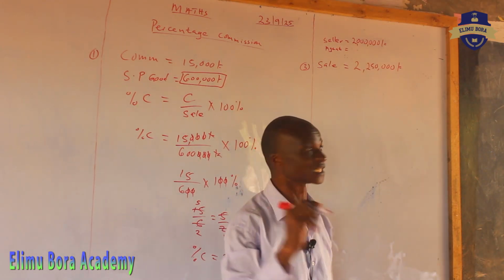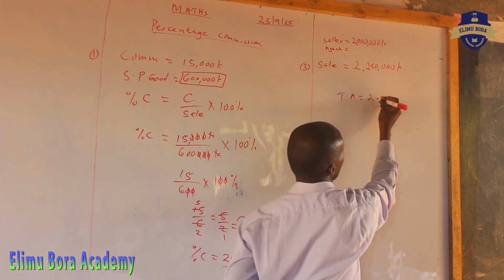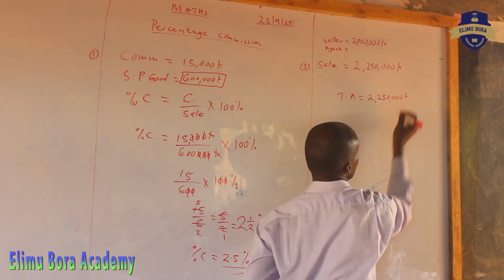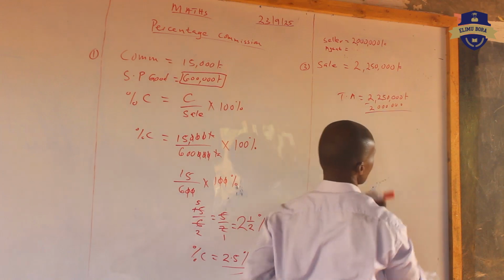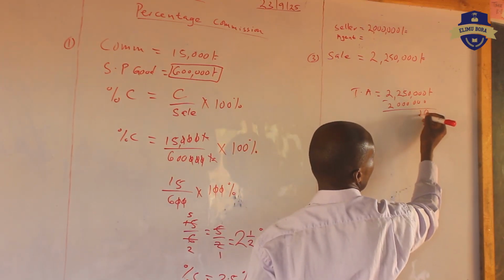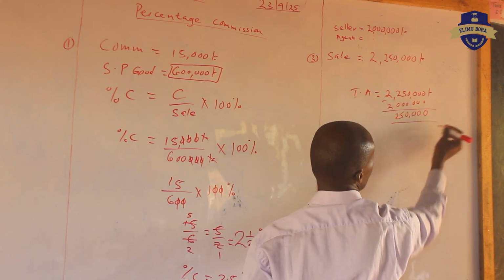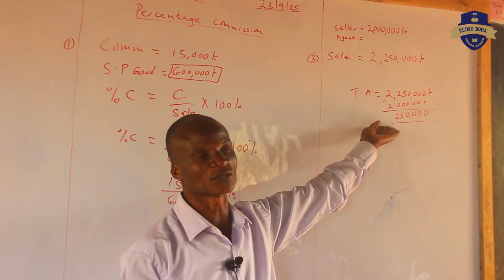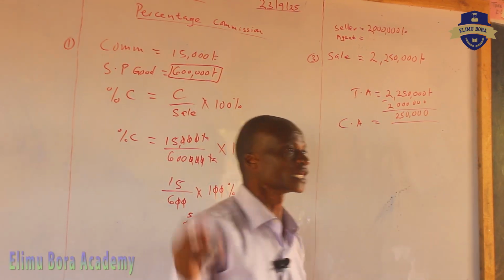Let us look at the amount for the agent. The total amount was 2,250,000, but the seller ended up getting 2 million. So how much did the agent get? The difference is 250,000. This is the commission given to the agent.